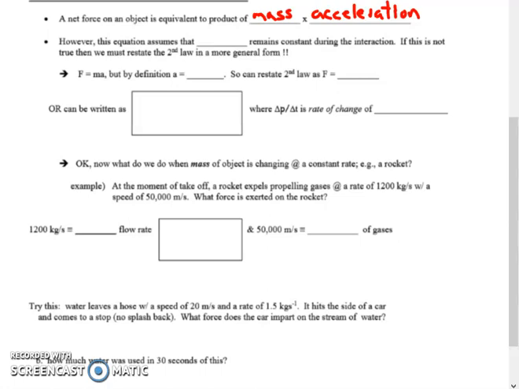So a reminder of something we learned a long time ago. This equation assumes that mass remains constant during the interaction. And if this is not true, then we can't use F equals ma. We have to use a more general form. So that's what we're going to do right here.